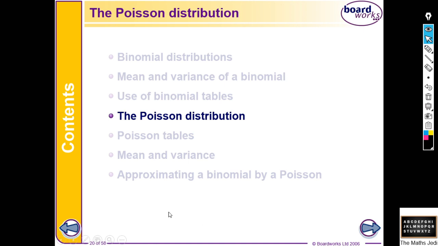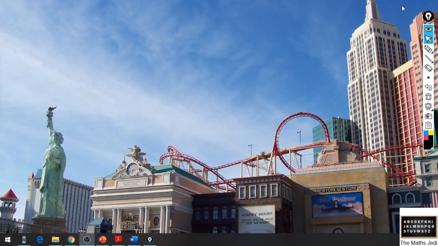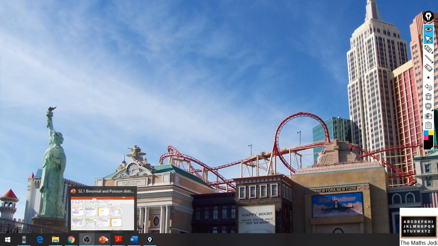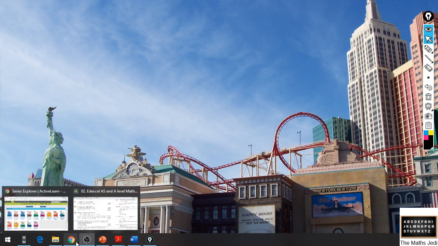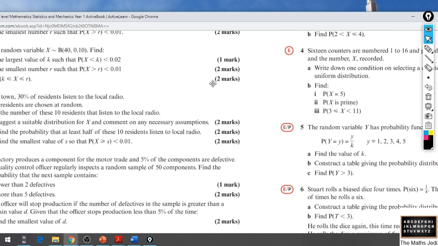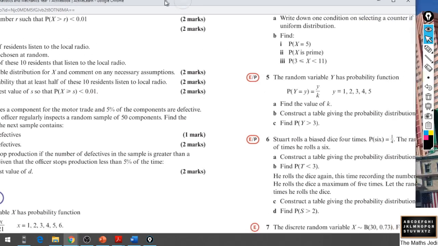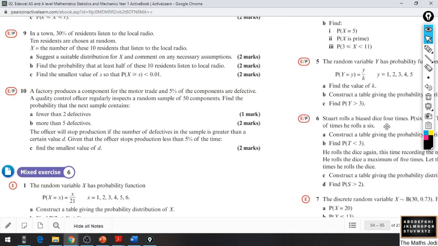Okay, let's look at a couple of examples now and crack ourselves into the book. So I'm going to take this away. We're going to look at what's in the textbook real quick. We're going to start with a couple of questions. These questions are all in the Edexcel textbook and they're all on page 94, I believe. So I'll just double check that. Yes, page 94.